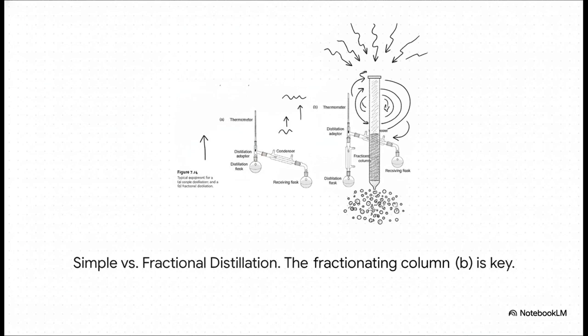You see that tall column packed with beads? That's the game changer. It creates a huge surface area, essentially letting thousands of little mini distillation cycles happen as the vapor rises. This is the exact principle that oil refineries use to separate crude oil into gasoline, jet fuel, and all its other parts.